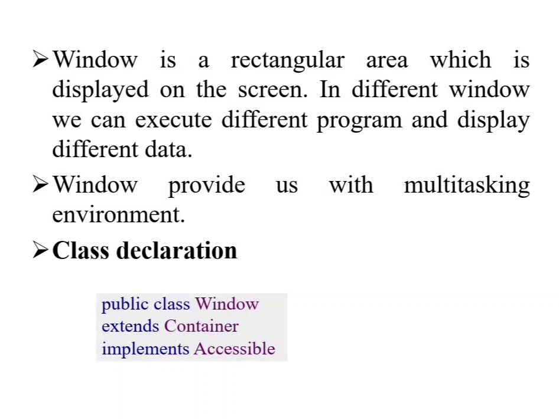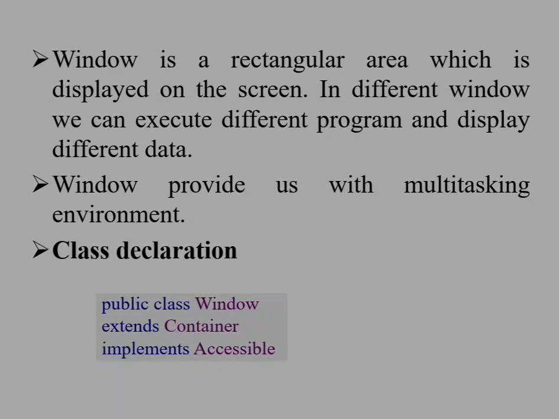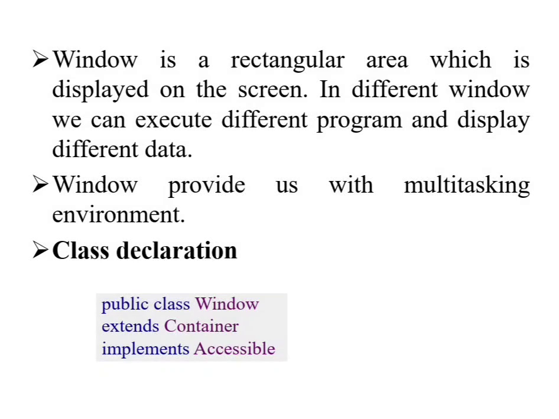Window is a rectangular area which is displayed on the screen. In different windows, we can execute different programs and display different data. Window provides us with a multitasking environment. Then, what is the class declaration used for window? It is public class Window extends Container implements Accessible. This is the class declaration used for a window.